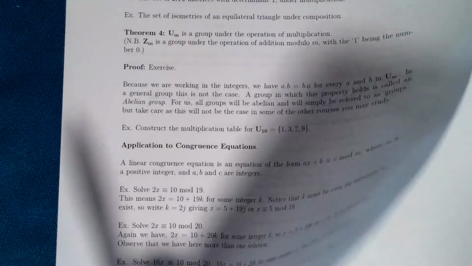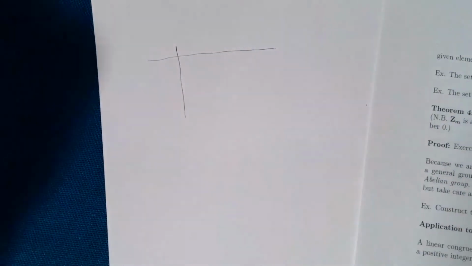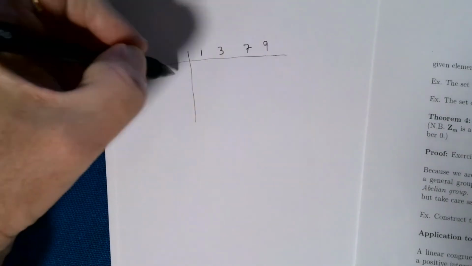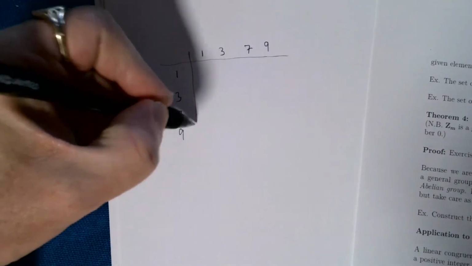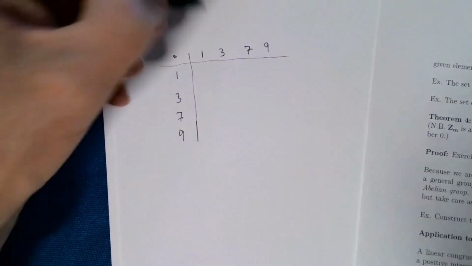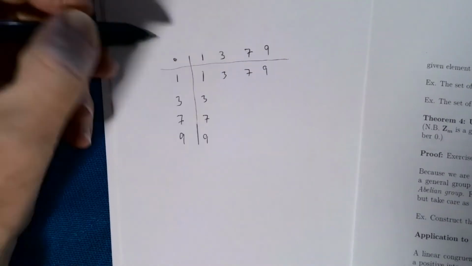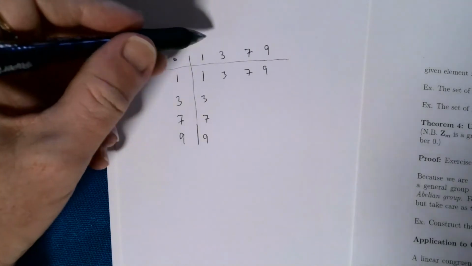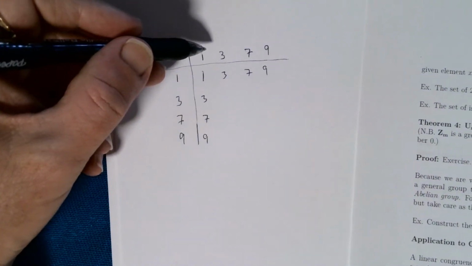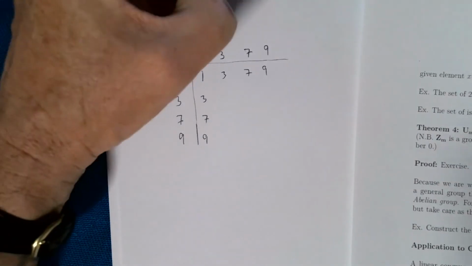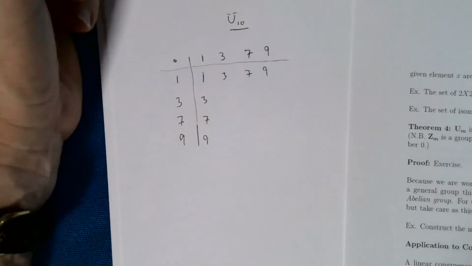And this is worth doing here, so let me just do this on a separate page. We're going to take 1, 3, 7, 9, and 1, 3, 7, 9, and here's our multiplication. Well, multiplying by 1, of course, doesn't do anything. That's the identity. Now, we're working here modulo 10 in this example, so this is U10. So everything's done mod 10.